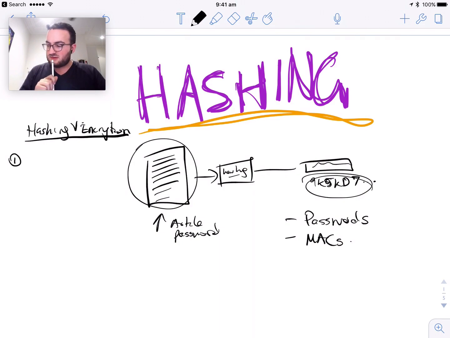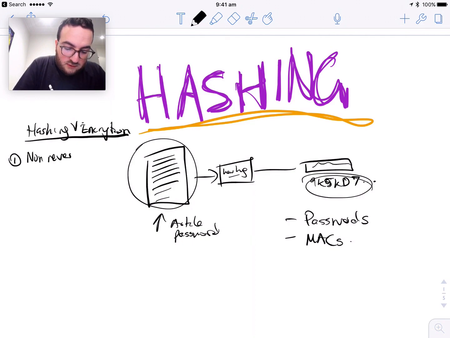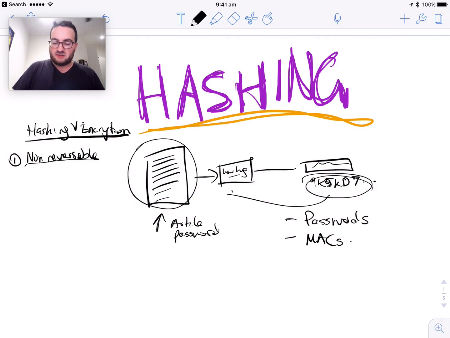But one of the key differences is that a hash is usually non-reversible. In fact, it's a bad hash if it's reversible. We'll learn about that in a second. So first thing is it's non-reversible, because if I'm giving you my password, I definitely don't want you to be able to go back to the original password. You hash it, store it in a database as the hash. We definitely don't want you to be able to go backwards and find out my password.